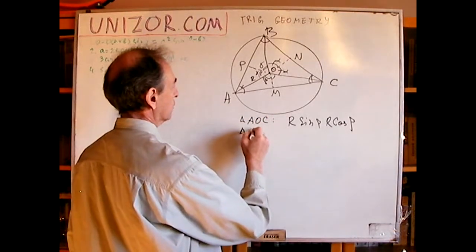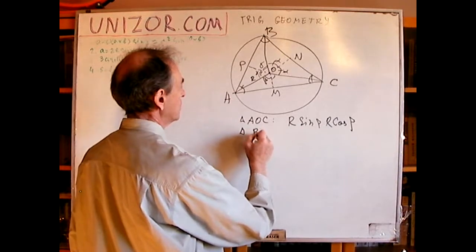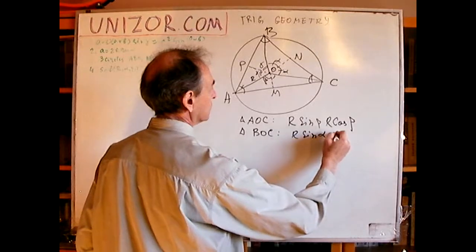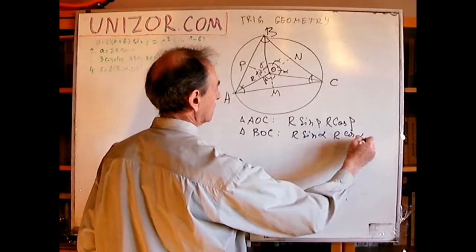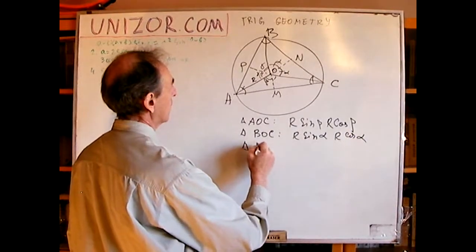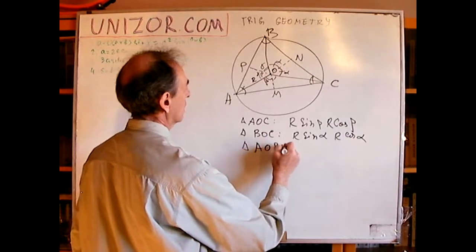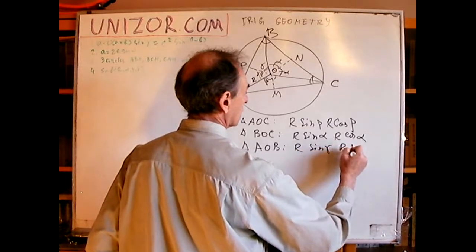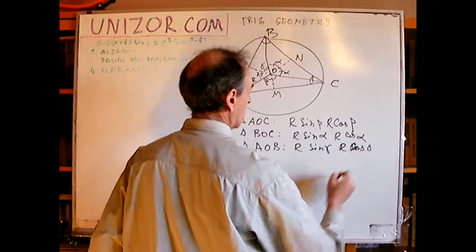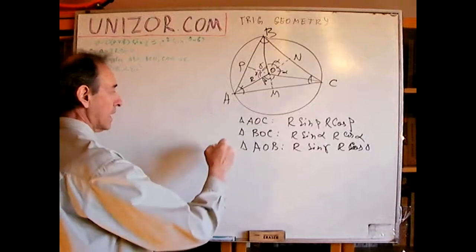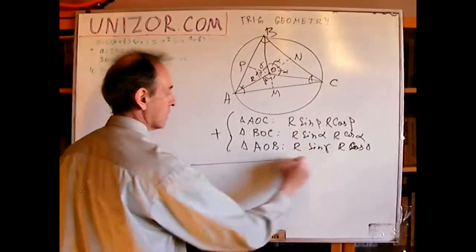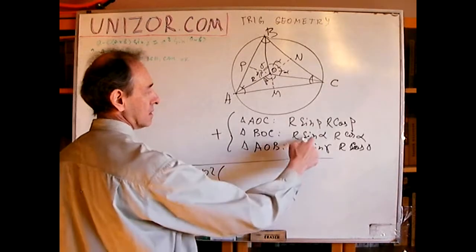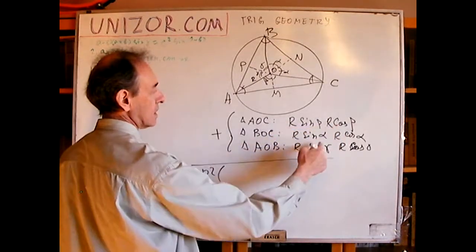Similarly, for triangle BOC, I have r sine alpha times r cosine alpha, and for triangle AOB, I have r sine gamma times r cosine gamma. Now, for the total area, I have to sum them together, which is r squared times sine cosine, sine cosine, sine cosine.